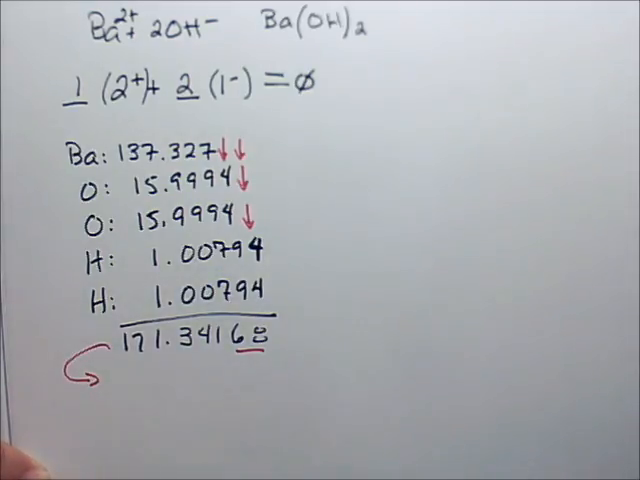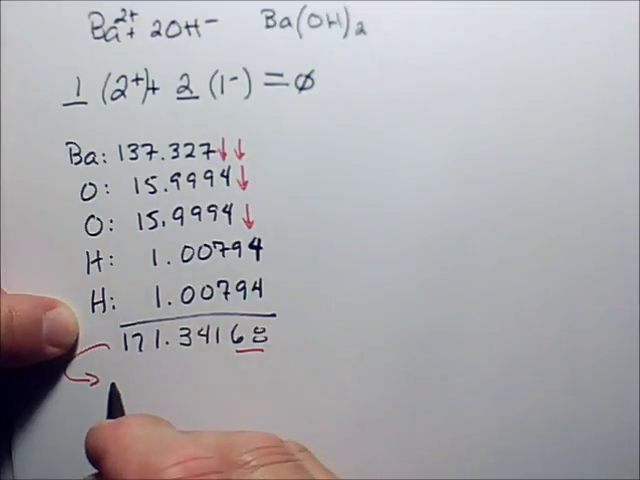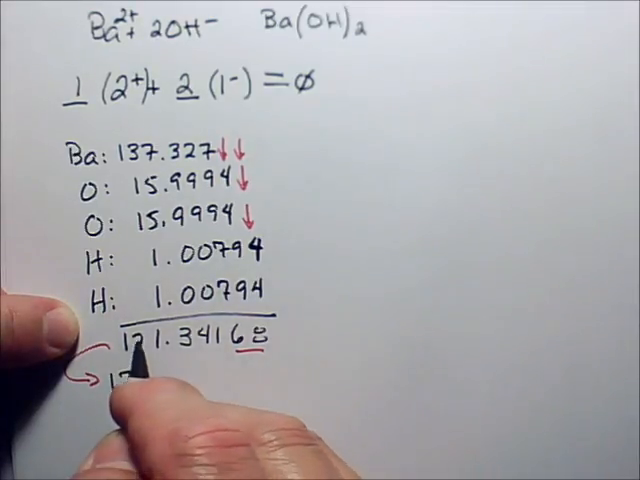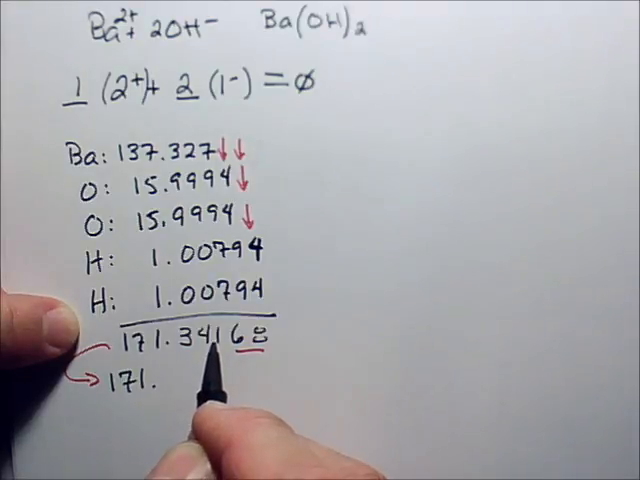I use an arrow to show rounding. This number is not going to be equal to the rounded number, so you can't use an equal sign. You have to use an arrow. 171.34, and this 6 makes this round up to a 2: 171.342.